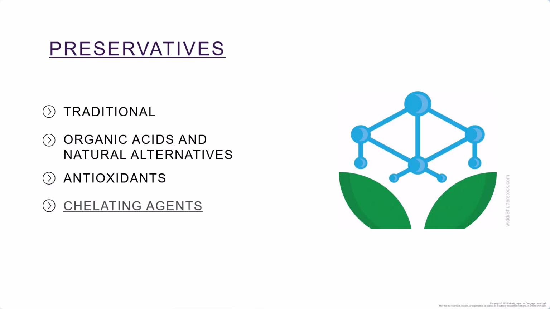Some types of preservatives: we have traditional, which includes formaldehyde releasers and parabens, and some of the chemical preservatives remain more controversial due to potential irritancy or other health concerns. There are also organic acids and natural alternatives, and these are typically combined together in the product to provide a wider range of protection from the growth of bacteria and fungi. Antioxidants can also be considered preservatives since they are also extending the shelf life of a product and reducing the rate of oxidation in formulas.